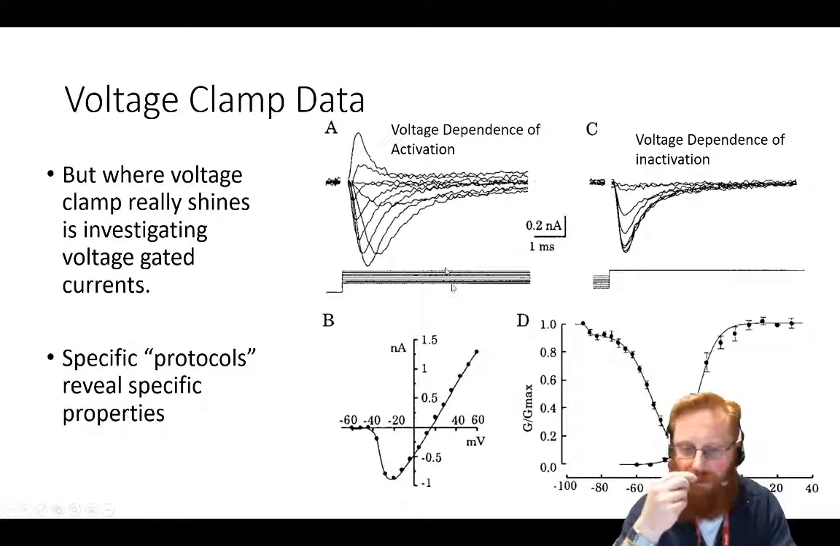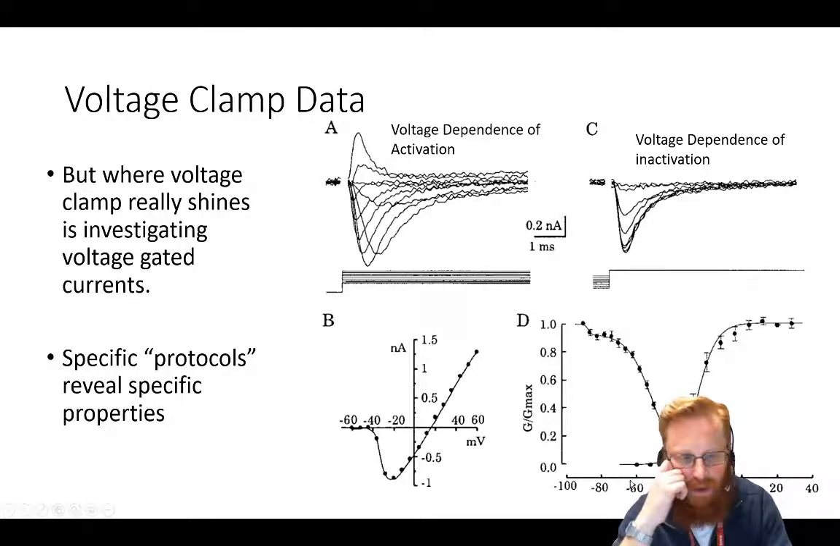Now, if instead of reporting the current, you report the conductance, then you see a much clearer signal, which is what is shown here. So this is the voltage dependence of activation. You can see the ion channel starts to open at about minus 40. It's basically halfway open if you step the cell to minus 20, and by 0 millivolts, all of the sodium channels that are going to open are open.